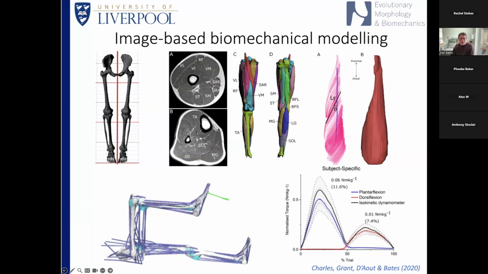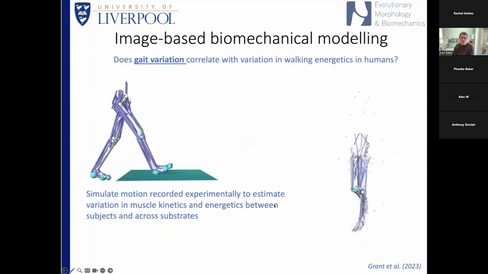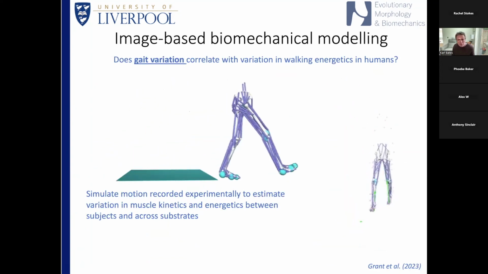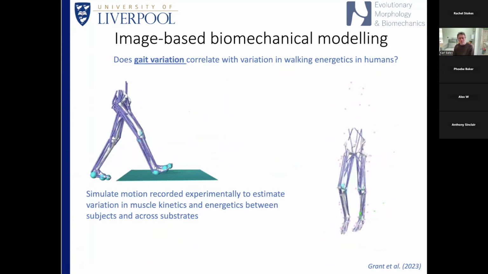So here we are simulating a recorded motion on a strength testing machine where the individual was pushing and pulling as hard as they could with their ankle, and it was measuring the torque that the ankle joint was exerting on the tester. And then we can simulate that situation and compare how our simulated model compares to the real data. In this instance, it works quite well, within 10% of the real values, which gives us some confidence when we go to simulate more complex situations where it's more difficult to validate.